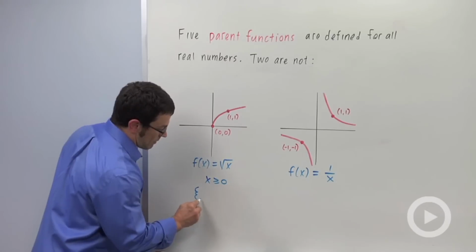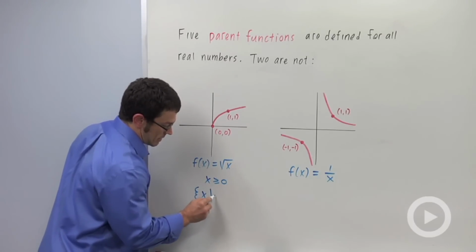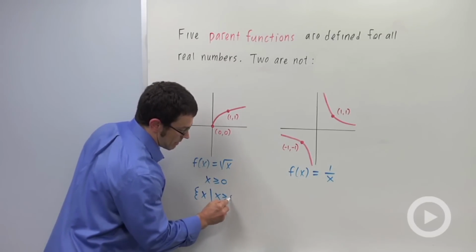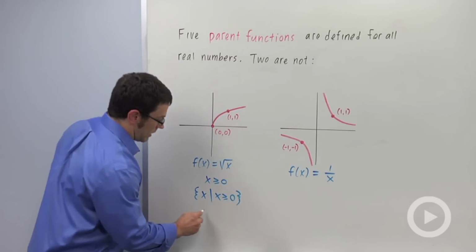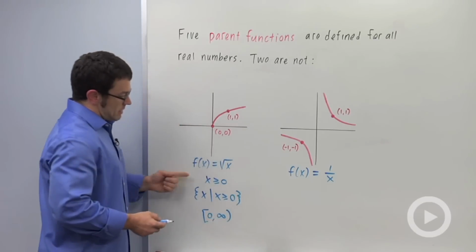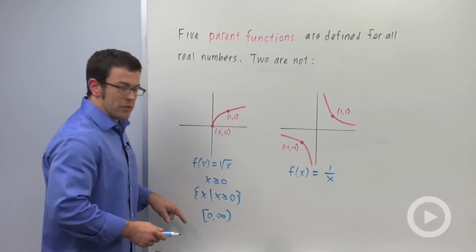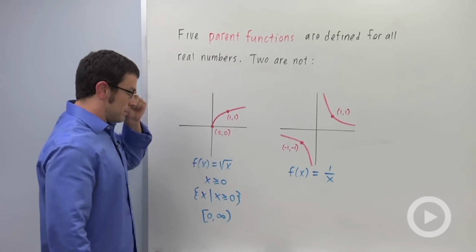And the way to describe that, because it's a set, is with curly brackets, x such that x is greater than or equal to 0. Or you could do this in interval notation. You could write the interval from 0 to infinity. Same set of numbers. Now, I'll tend to, in my lessons, use interval notation rather than set notation.